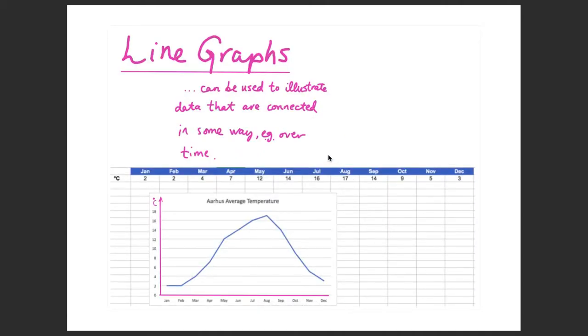Line graphs we talked about can be used to illustrate data that are connected in some way, e.g. over time. So it makes sense to draw a line between the February temperature of 2 degrees and the March temperature of 4 degrees, because somewhere between those two you could expect that the temperature was 3 degrees. Because the temperature is constantly changing up and down over time, it makes sense to join those with a continuous line. But with other types of bar charts or histograms, it doesn't always make sense to join the points up.